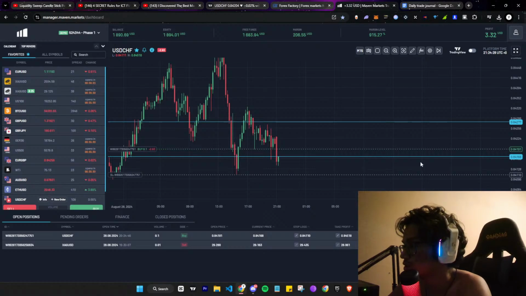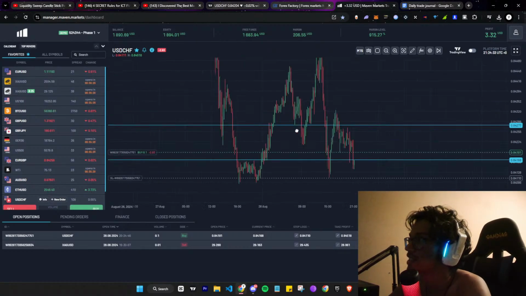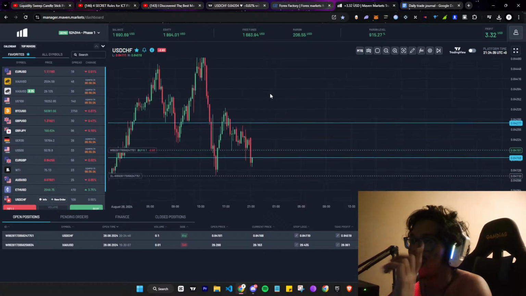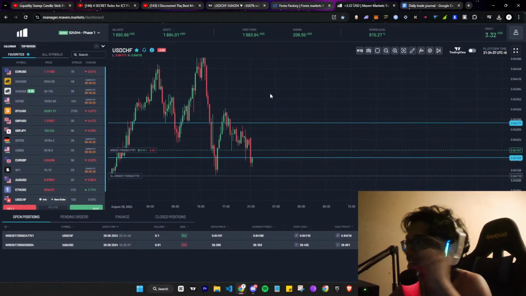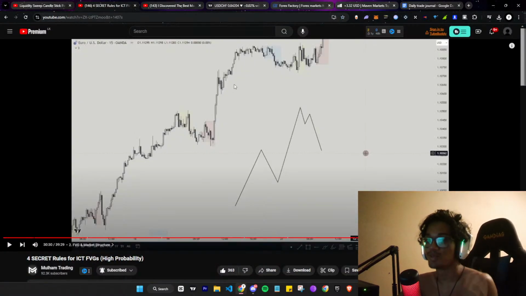So I'm expecting to take this price. Obviously it will retrace. I know this price is gonna go higher. This is a fake out that they're trying to make. I know this market, man. I know this market at the back of my head at this point. It tries to fool you.